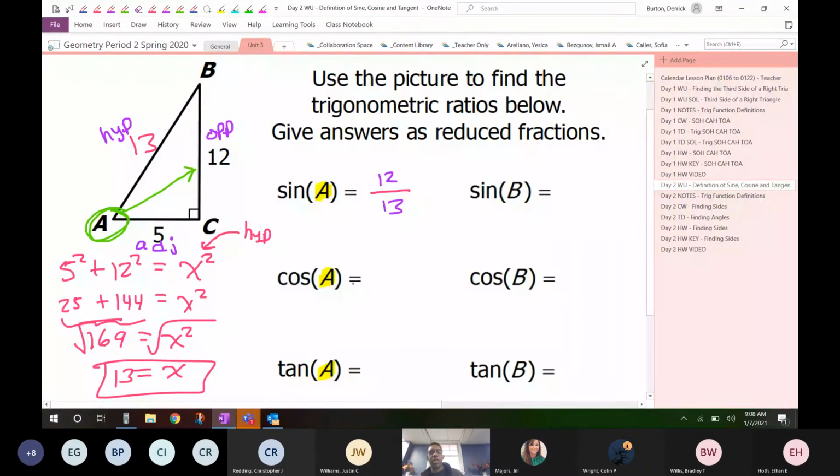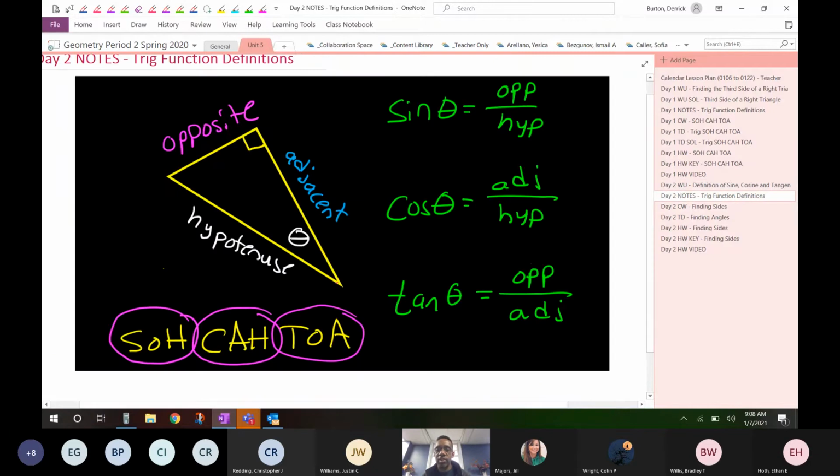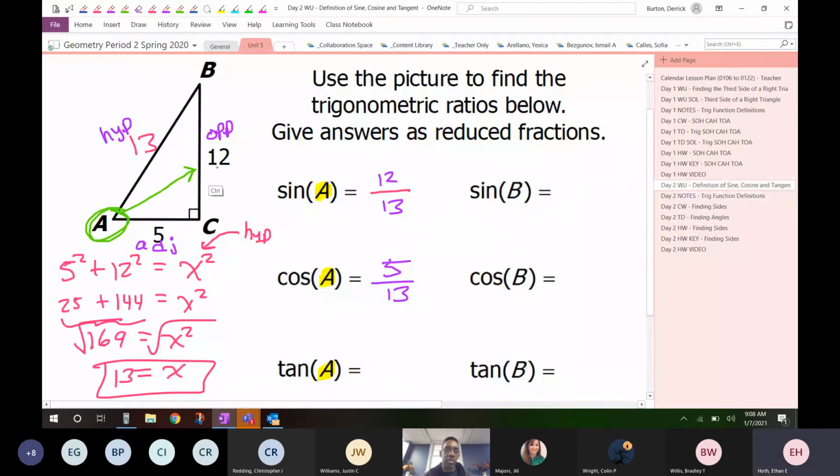Okay, the cosine is adjacent over hypotenuse, so that's going to be 5 over 13. And then tangent is opposite over adjacent, so that's going to be 12 over 5.